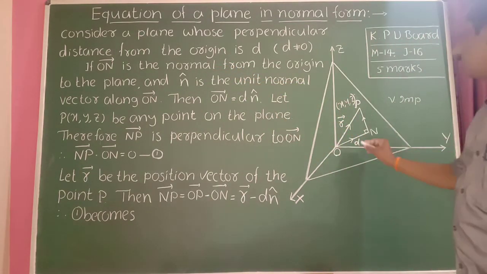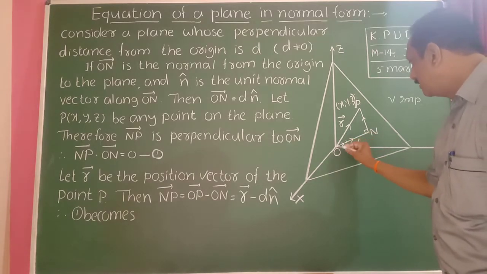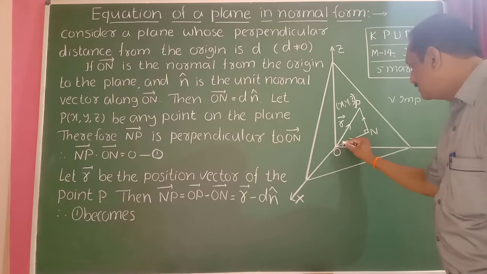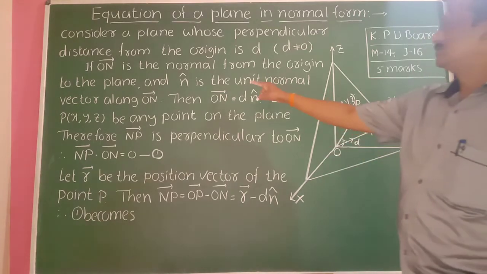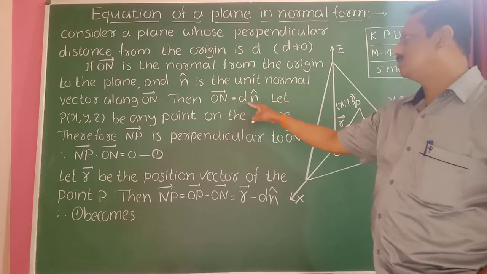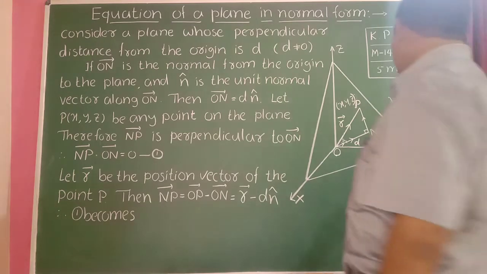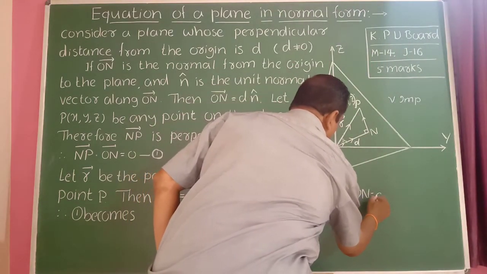Then n cap is the unit vector along this ON. So n cap is the unit normal vector along ON bar. Then ON bar is equal to d into n cap. Here we are taking ON equal to d.